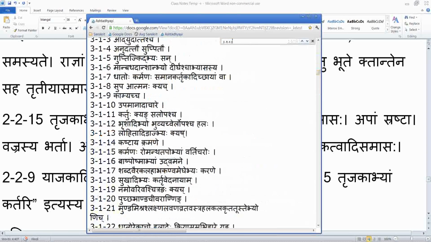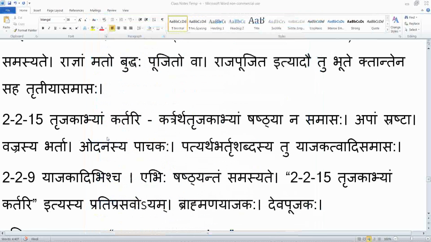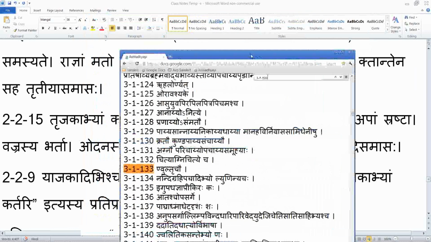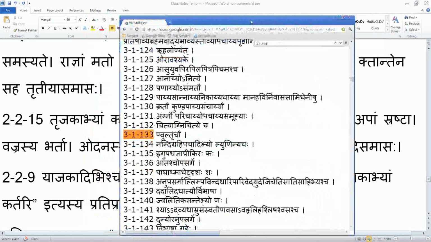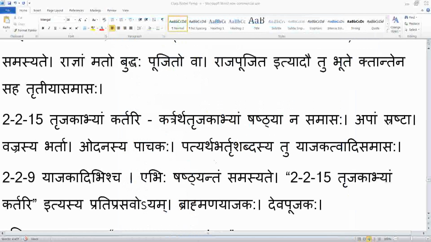So 3-1-133, that's what is being referred to in the sutram over here, trijakabhyam kartari. So this is referring to the sutram 3-1-133, where Panini has prescribed a pratyaya nul. Of course, in the nul, the vu, of course, chuttu halantyam. So with anubandha lopa, vu remains, and the vu takes the aka adesha by yuvoranakau, 7-1-1. So one more time, this trijakabhyam kartari is kartrarthatrijakabhyam shashthya na samasaha. Shashthyantam will not compound with that.